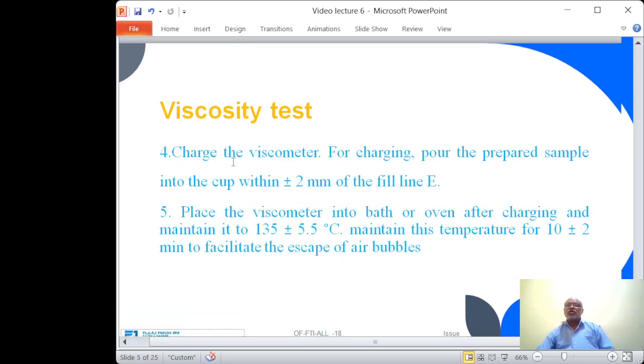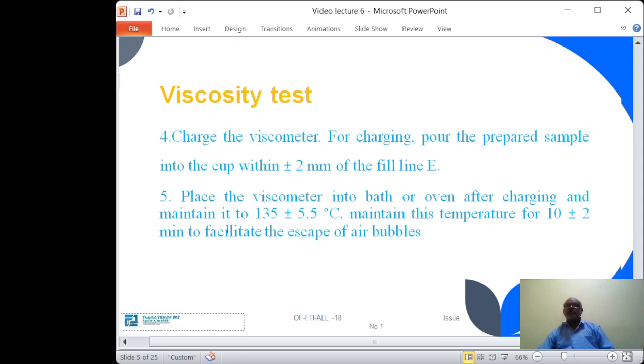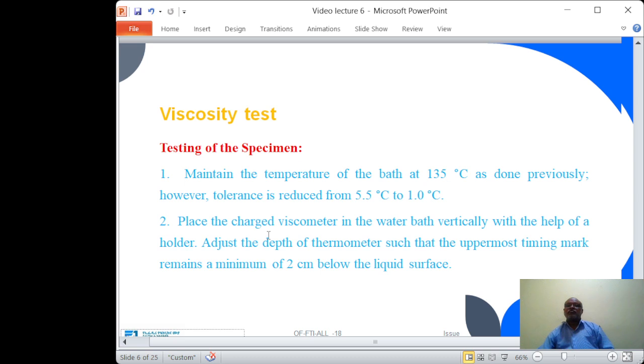Fourth, charge the viscometer. For charging, pour the prepared sample into the cup within plus or minus 2 mm of the fill line. Fifth, place the viscometer into a bath or oven after charging and maintain it at 135 plus or minus 5.5 degrees centigrade, and maintain this temperature for 10 plus or minus 2 minutes to facilitate the escape of air bubbles. Now we can proceed to the procedure for testing the specimen.